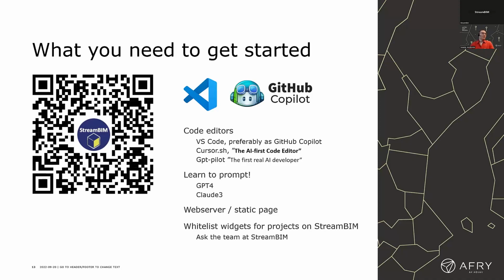And when you have your widget that you want to try out in StreamBIM, as a team you contact Rendra or StreamBIM to whitelist these widgets for your projects. You have to do it on a project by project basis. And you'll get some resources to get going with the recording as well.